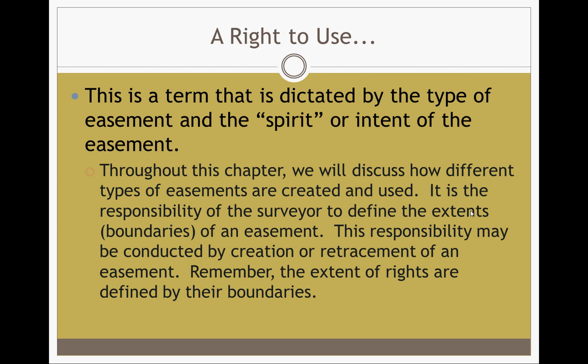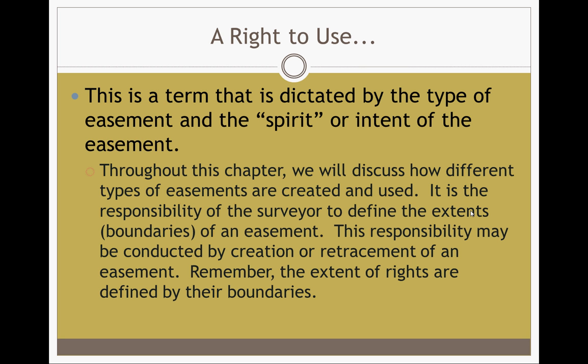And then right to use. This is a term that's dictated by the type of easement and by the spirit or intent of the easement. A lot of times when you read court cases and you read issues where surveyors are brought in, intent is a big issue. When we talk about original surveys and some of the errors that we find, the errors are overlooked because the intent of the surveyor was different. The surveyor did not intend, according to what we assume, to cause any ill will or any error, but error was caused anyway. Now, throughout this chapter, we'll discuss how different types of easements are created and used.